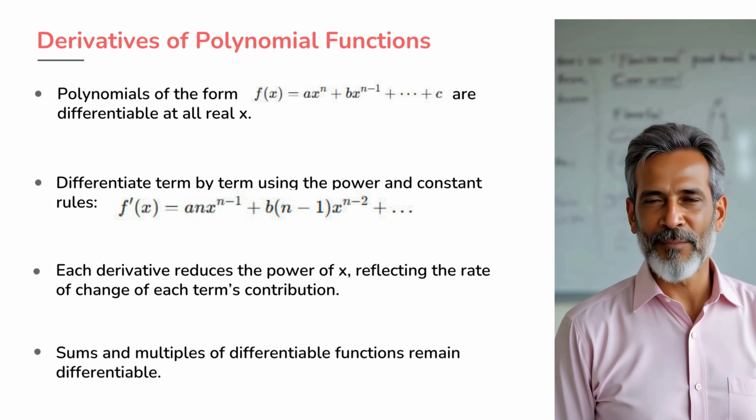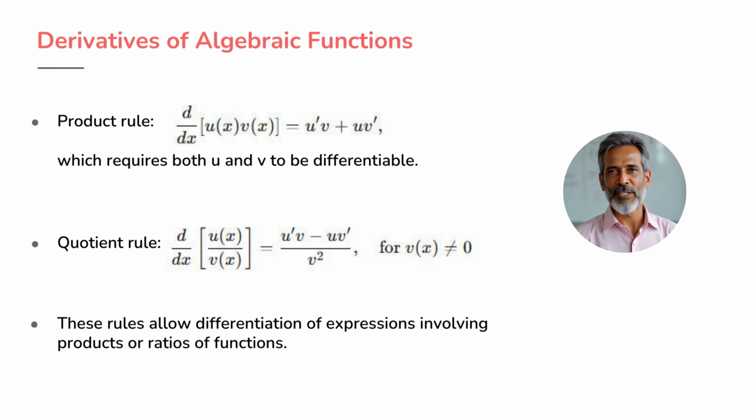and systematic. Now, what if our function is not just a simple polynomial, but a product or a quotient of two functions? For these cases, we have special differentiation rules. The product rule states, the derivative with respect to x of the product u of x times v of x equals u prime times v plus u times v prime. Here, both u and v have to be differentiable.